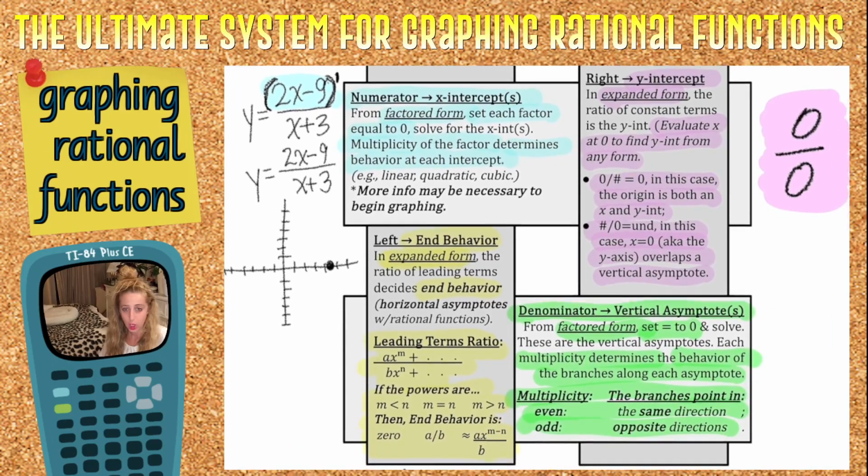Okay, so I'm going to mark up my x-intercept. I'm going to write two things. I'm going to write 4.5 underneath it, and I'm going to write L for linear above it.